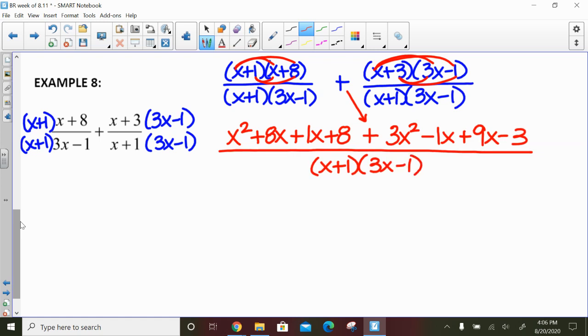Okay, so now I want to look at it to combine like terms. I have x squared and 3x squared. That is 4x squared. Then I have 8x plus 1x minus 1x plus 9x. This positive 1x and this negative 1x cancel. So really all I have is 8x plus 9x, which is 17x. And then 8 minus 3 would be a positive 5.